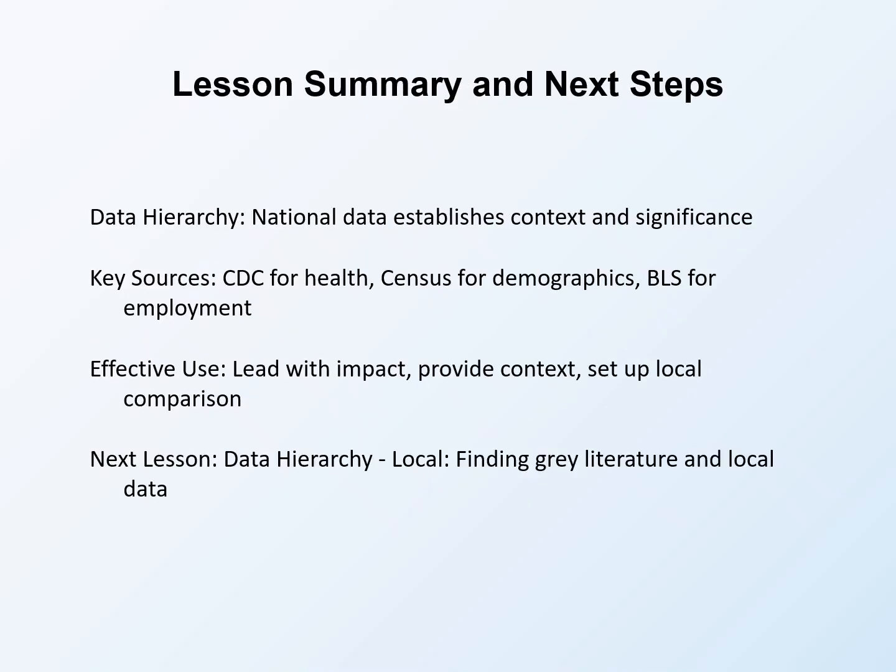Let us summarize the key points from this lesson. The data hierarchy framework structures evidence from national to local levels. National data establishes that a problem is significant, provides benchmarks for comparison, and demonstrates your awareness of the broader context. It sets the stage for the local data that follows. Key sources include the CDC for health data, Census Bureau for demographic and socioeconomic data, and Bureau of Labor Statistics for employment data. Numerous other federal agencies provide specialized data for specific issue areas. Familiarity with these sources is essential for effective grant writing.